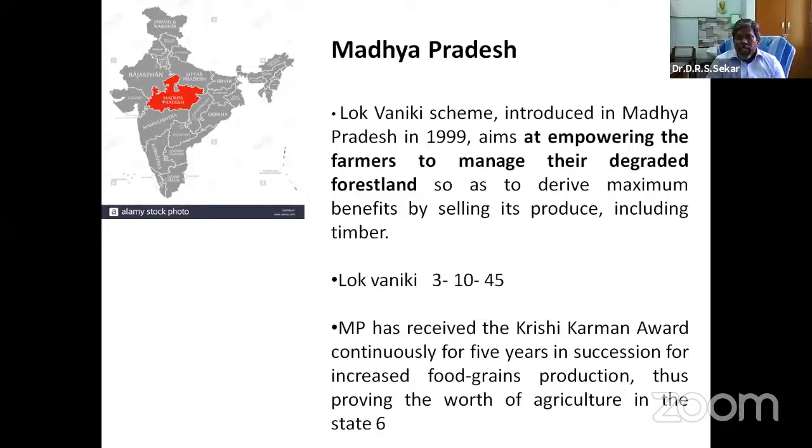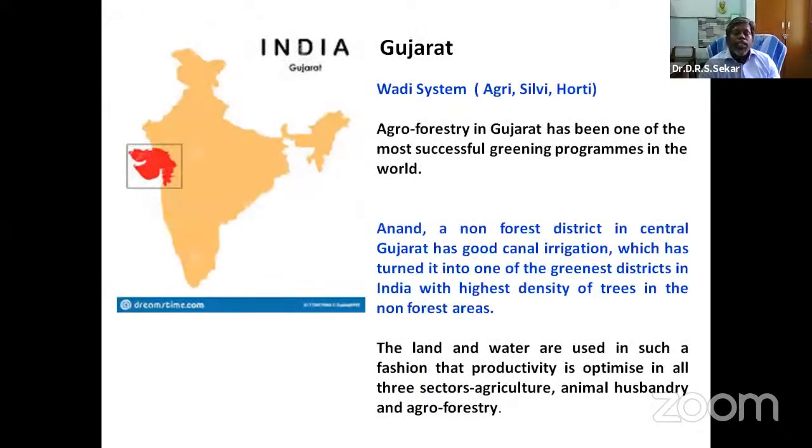There is the Lokvani scheme introduced in Madhya Pradesh in 1999, which aims at empowering farmers to manage degraded forest land. Initially it was introduced in 3 districts, later 10 districts, and now it has expanded to around 45 districts and 45 blocks. The Madhya Pradesh government has received the Krishi Karman award continuously for 5 years for the successful increase of food grain production as well as trees. There is Lokvani, and the other system is the Wadi system. This is essentially an agri-silvi-horti combination. Agroforestry in Gujarat has become one of the most successful greening programs in the world.